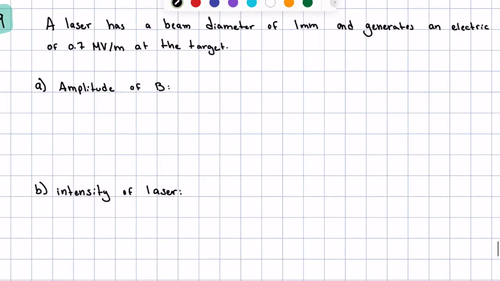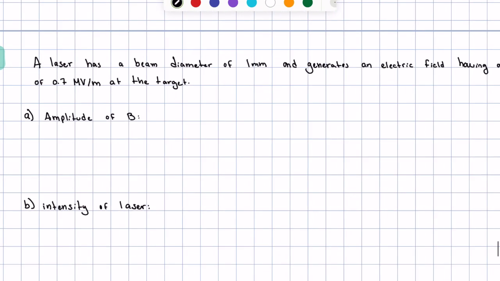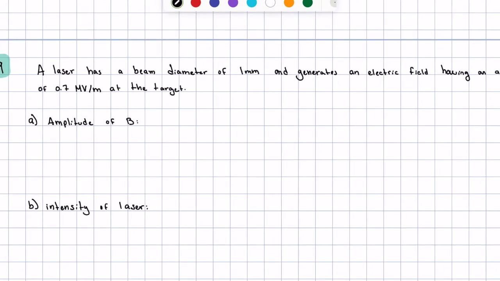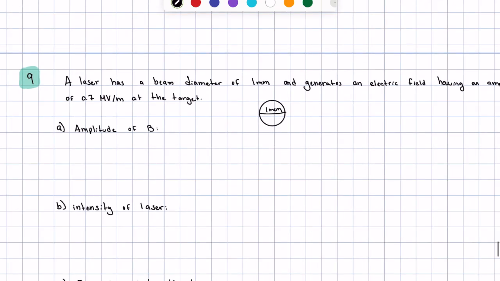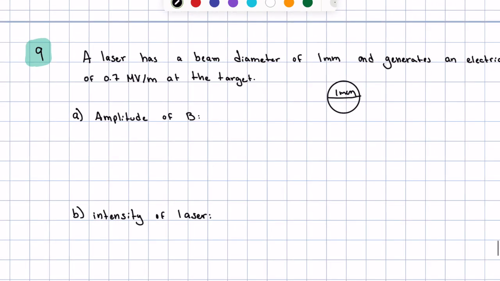I'll just cover it. You have a laser with a beam diameter of 1 millimeter. So that means here, let's draw out our laser. This is 1 millimeter. And it generates an electric field having an amplitude of 0.7 megavolts per meter at the target. What is the amplitude of the magnetic field? These questions are more just figuring out what equations you need and plugging the values in.